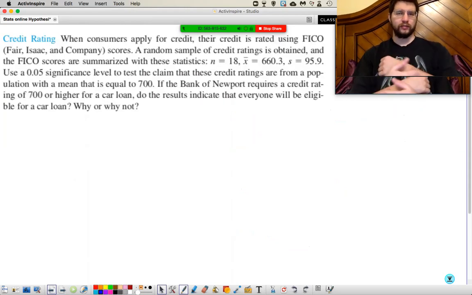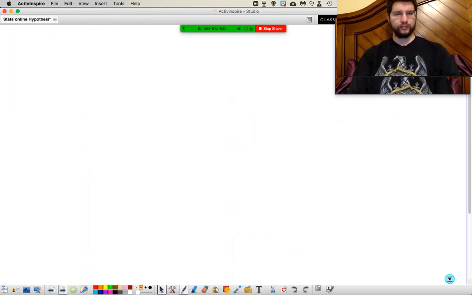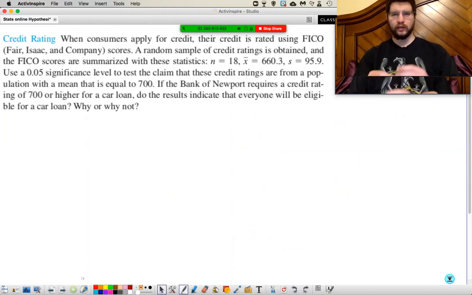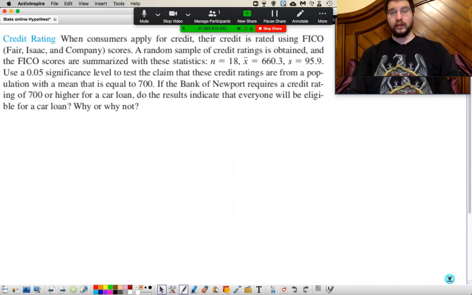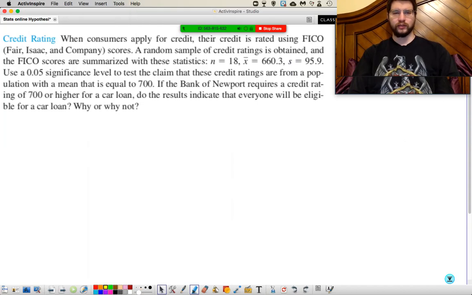All right, let me see how many more of these we've got. Just 2 more. Hopefully the p-value will be between a couple things so I can show you that. Let's do this FICO score one. Random sample, again it gives us S, so we know it's a T. You can pause the screen and read it yourself; I'm just going to highlight the important parts.